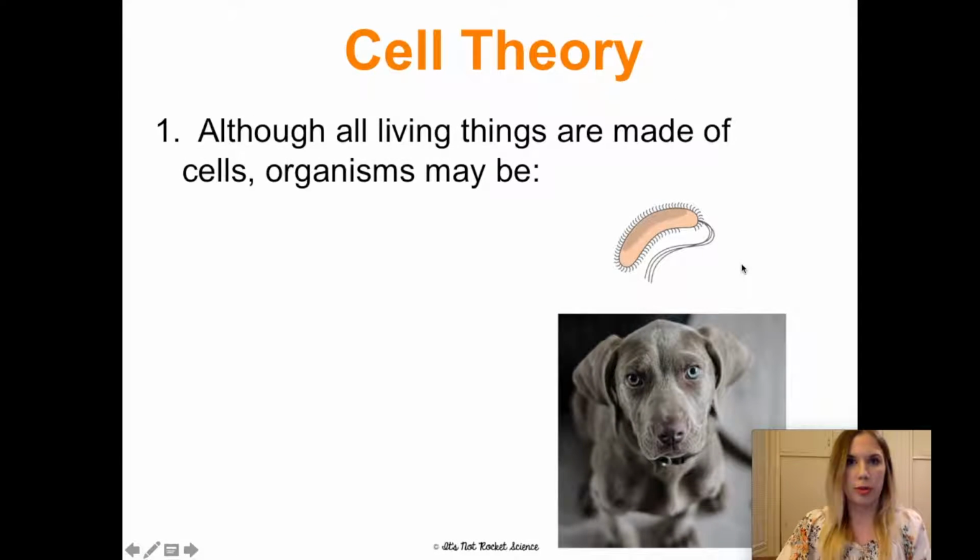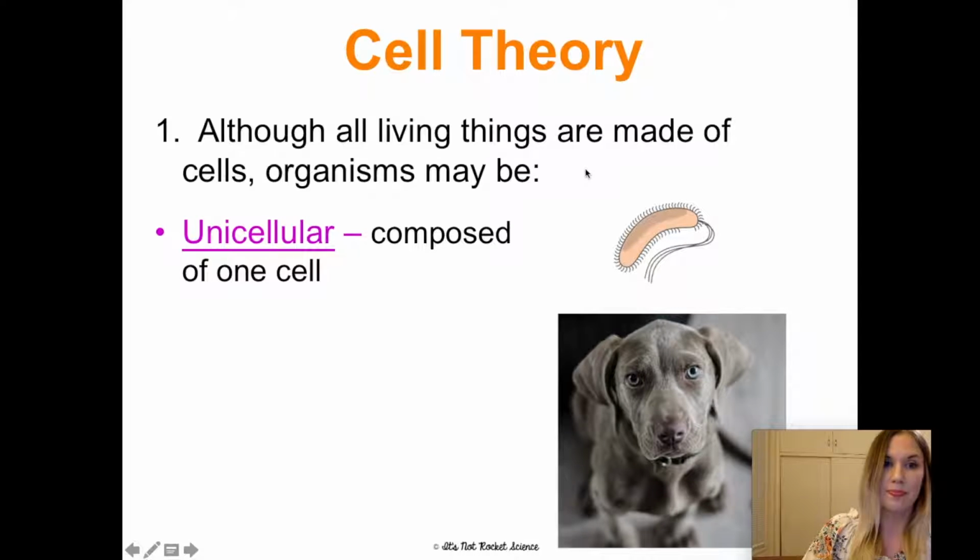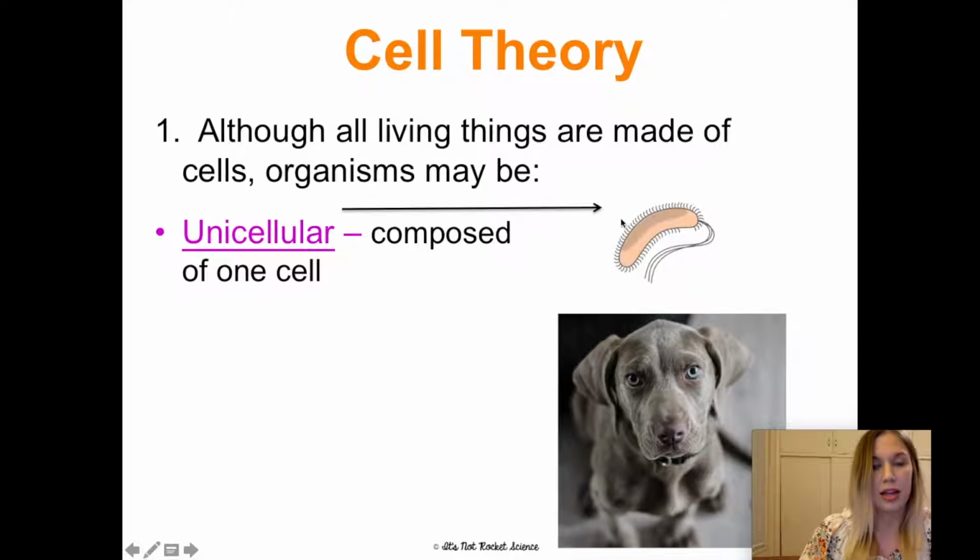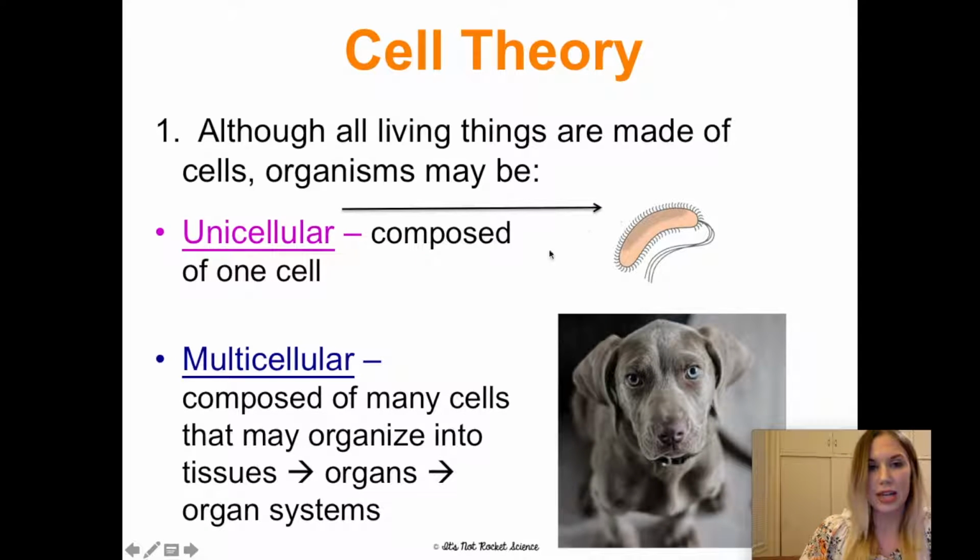So let's talk a little bit more about number one. Although all living things are made of cells, organisms may be unicellular, meaning they're composed of one cell. And there's a little picture here, this one little tiny cell. And they may also be multicellular, which means that they are composed of many cells that may organize into tissues, and then those tissues form organs, and then those organs work together and interact to create organ systems. And this little guy right here is a perfect example of a multicellular organism.